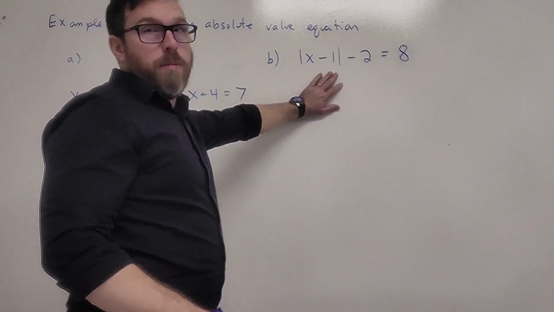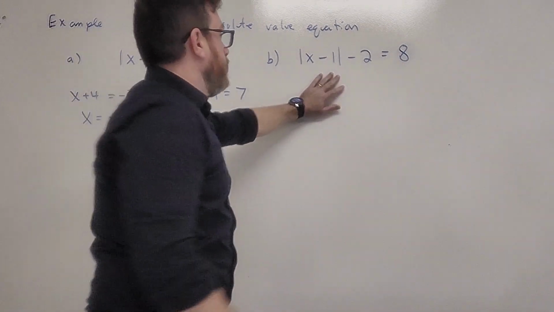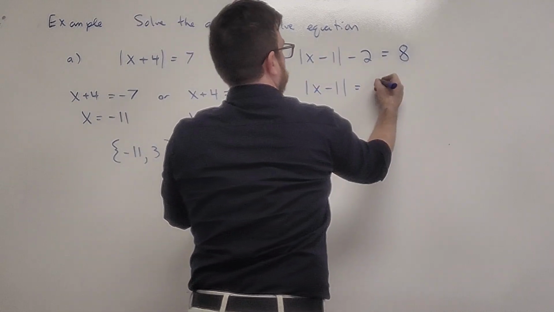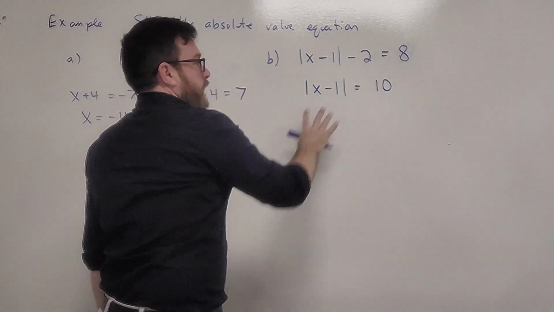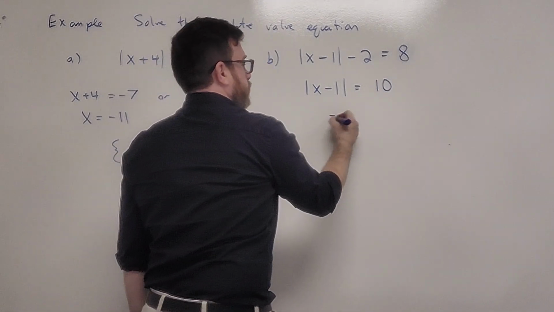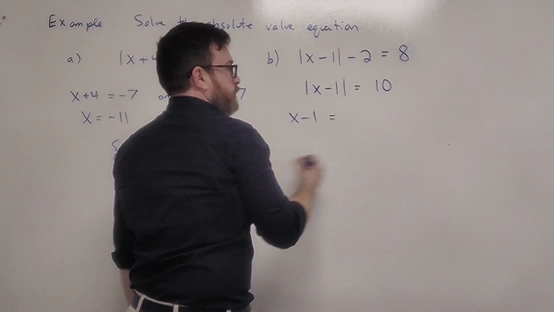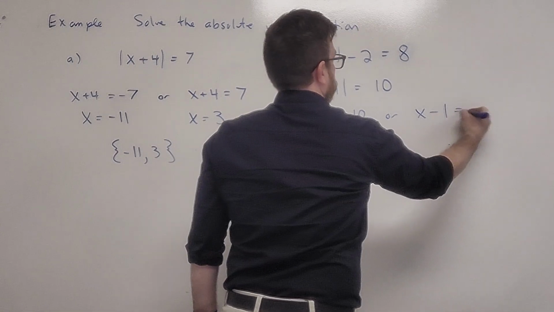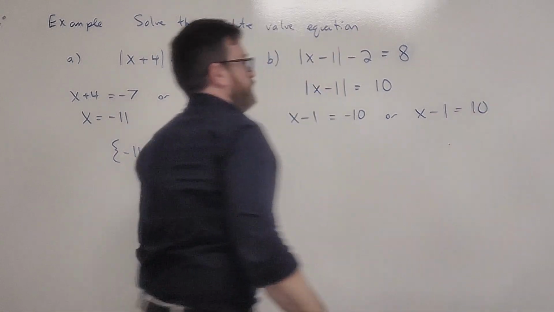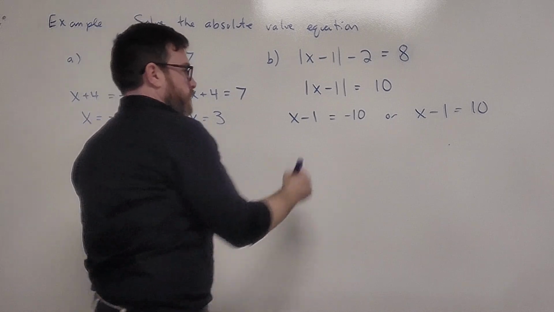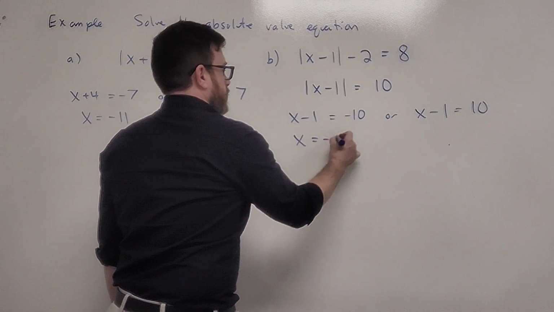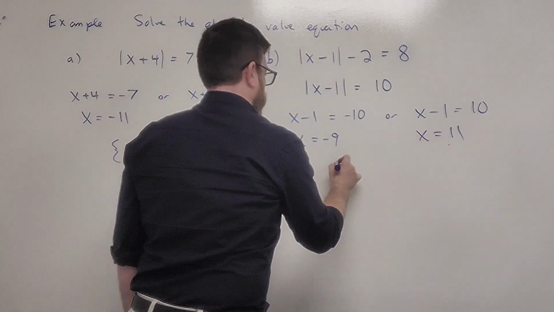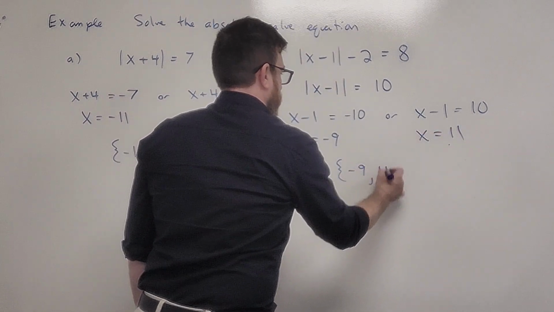Now, similar over here, we have to isolate the absolute value sign. So isolating the absolute value of x minus 1, adding 2 to both sides, you're going to get 10. Now, in order to drop the absolute value signs, whatever is underneath the absolute value could either be negative 10 or positive 10. Then we solve for x in both cases. So adding 1, x is going to be minus 9, or x is going to equal 11. So we get our solution set of minus 9 and 11.